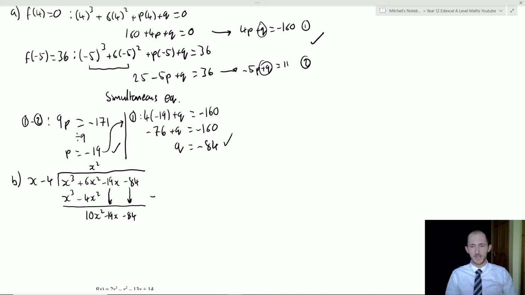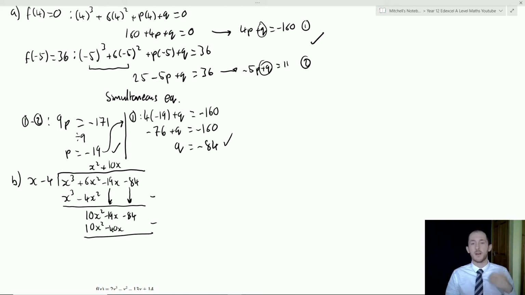Cool. Then again, we start the process again. Divide. So 10x squared divided by x gives me plus 10x. 10x times x gives me 10x squared, and again, the first thing should always cancel. 10 times minus 4 is minus 40x. There we are. Subtract again.